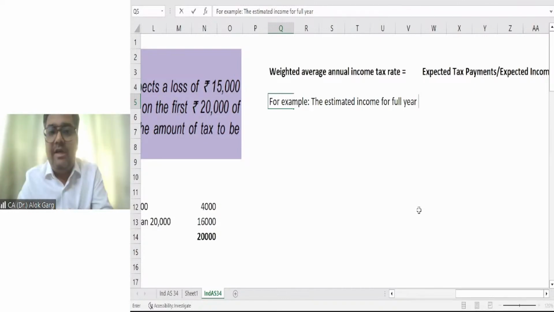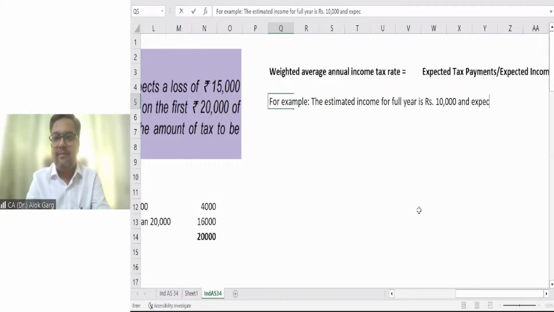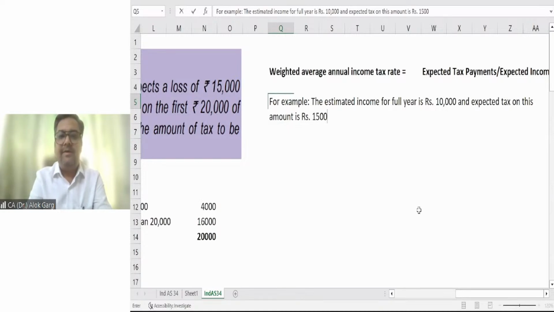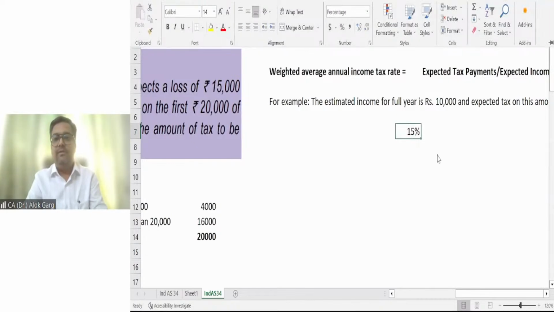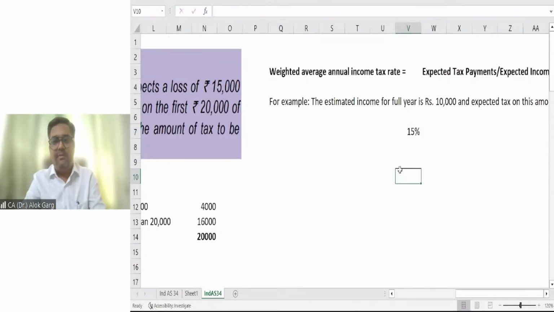you are calculating the total tax and then you are paying advance tax. So let's say the estimated income for full year is rupees 10,000 and expected tax on this amount is rupees 1,500. So what is your weighted average annual income tax rate? It is equal to 1,500 divided by 10,000. This will be your weighted average annual income tax rate, right? 15% is your weighted average annual income tax rate.